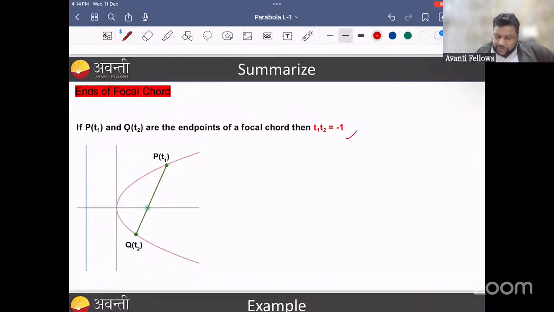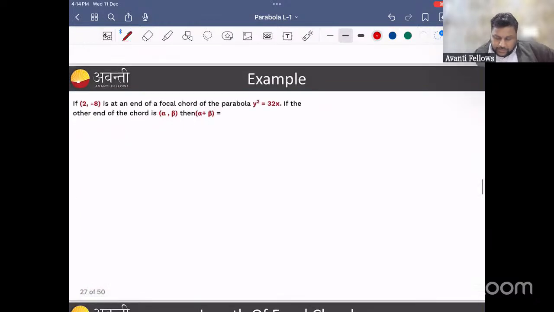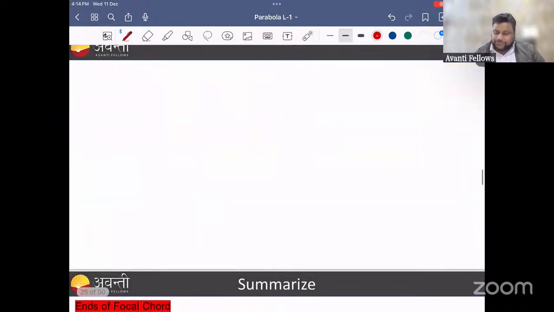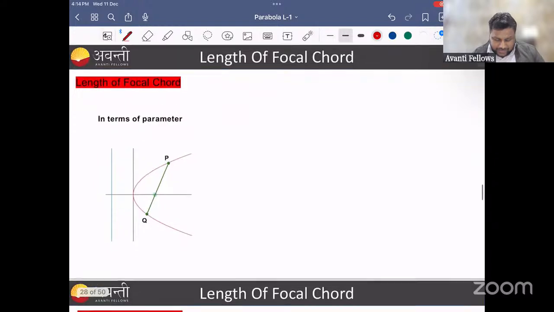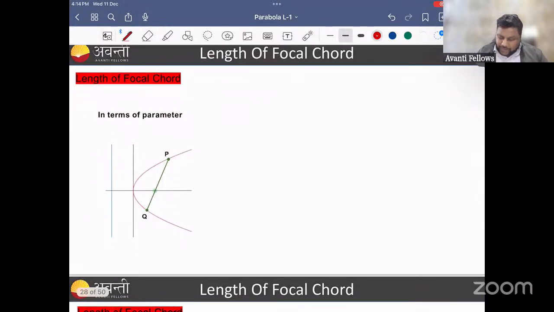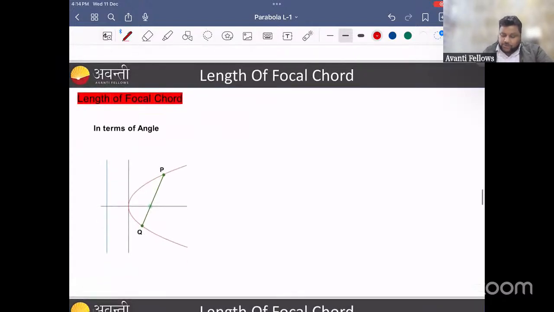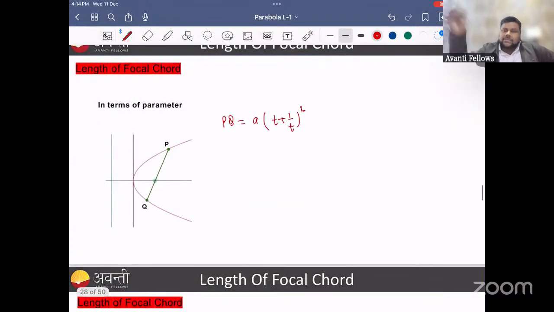This is what we have already covered. Now see, there is a property of the focal chord. The length of the focal chord I have already covered: this PQ is a times (t plus 1 by t) whole square. Got it? Now the length of the focal chord in terms of the angle. Say PQ is a focal chord whose inclination is theta.